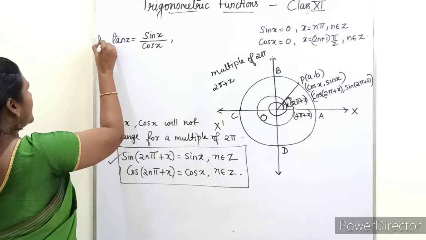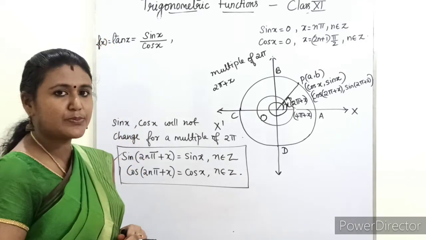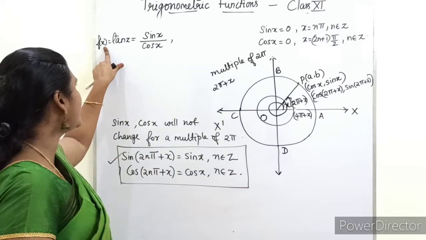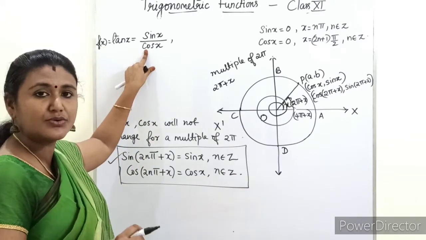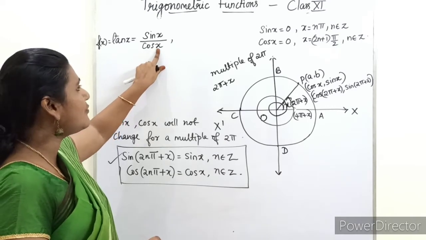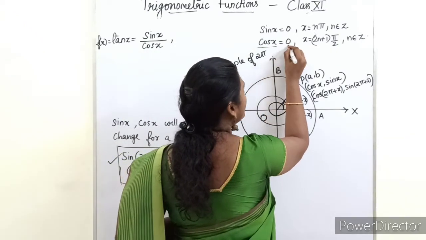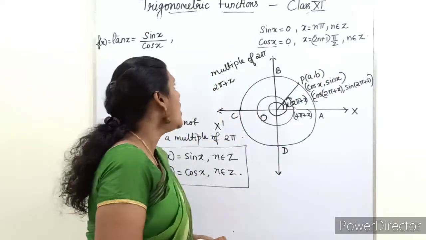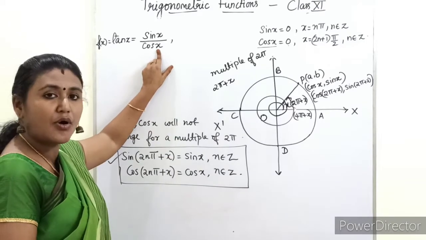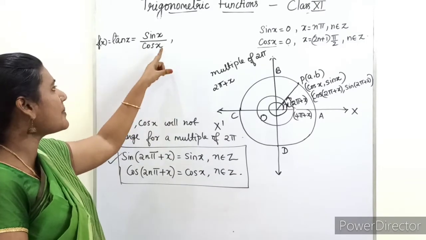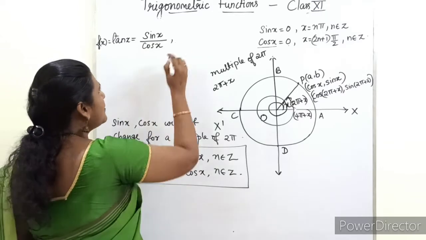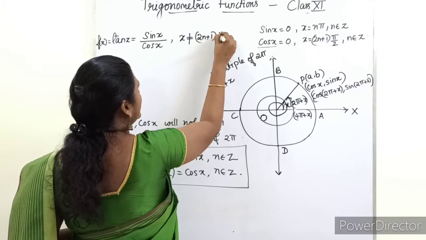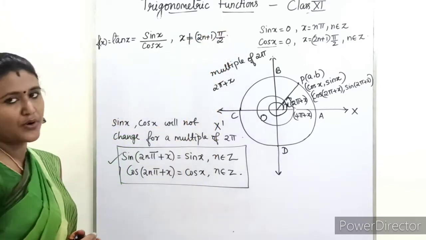So f of x is equal to tan x is equal to sin x by cos x, but the denominator should not be 0. For the function to be defined, the denominator should not be 0. But you know that cos value will become 0 when x is equal to 2n plus 1 into pi by 2, that is, an odd multiple of pi by 2. If x is an odd multiple of pi by 2, then the denominator will become 0. So you have to mention the condition that x should not be an odd multiple of pi by 2. This condition is very important.